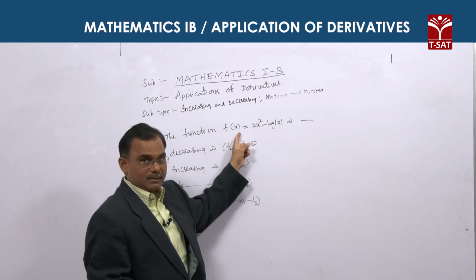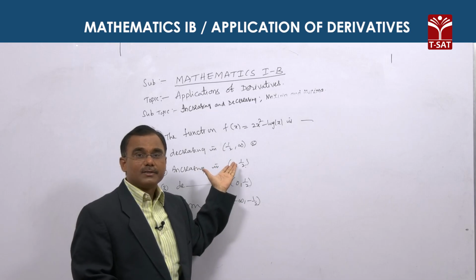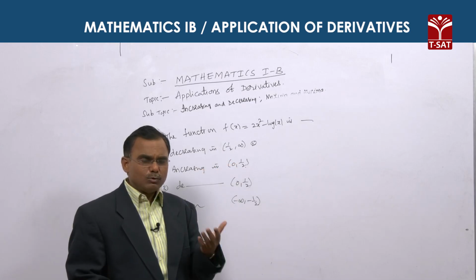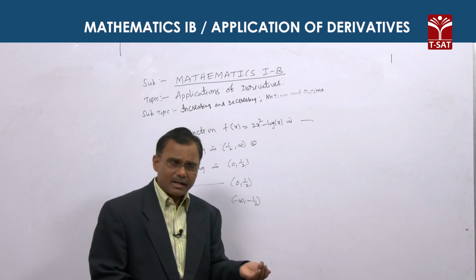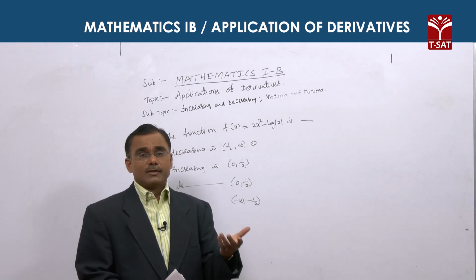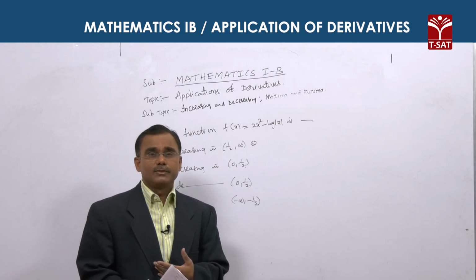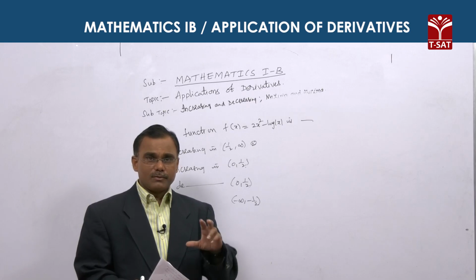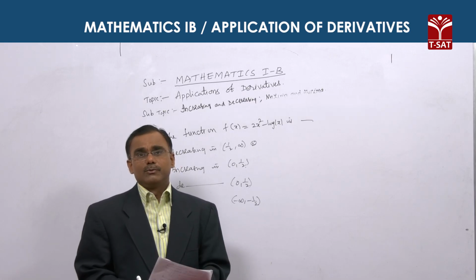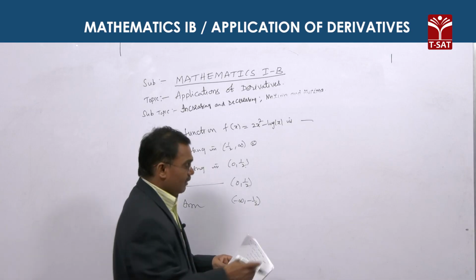Given the function f of x and asked to find the increasing and decreasing intervals. How do we start? First find f of x, then find f dash x. Increasing means f dash x is greater than 0, decreasing means f dash x is less than 0. Using this concept, you decide the intervals.